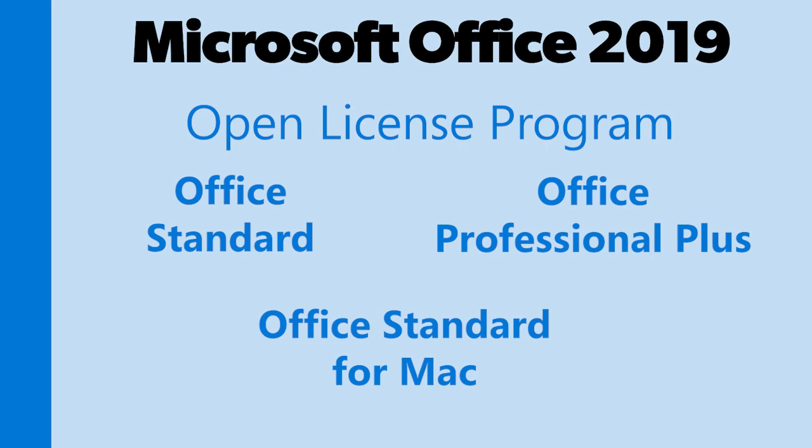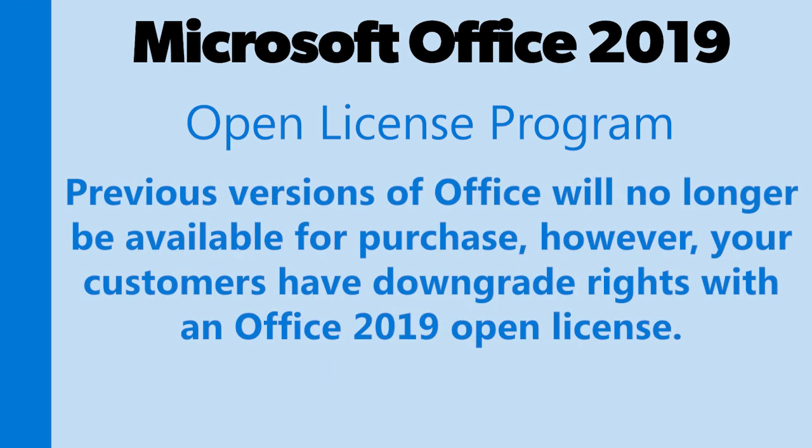Open is where it gets a little more interesting. You have three different versions available in the Open program. They are Office Standard, Office Professional Plus, and Office Standard for Mac. Now keep in mind, if you have any customers that are looking for previous versions of Office for whatever reason that might be, they are no longer available as of the taping of this video. But you can purchase Office Open licenses, and you can use the downgrade rights to install either 2016 or a previous version if that's specifically what your customer is requesting. But keep in mind, you do need to purchase the 2019 license from now on.